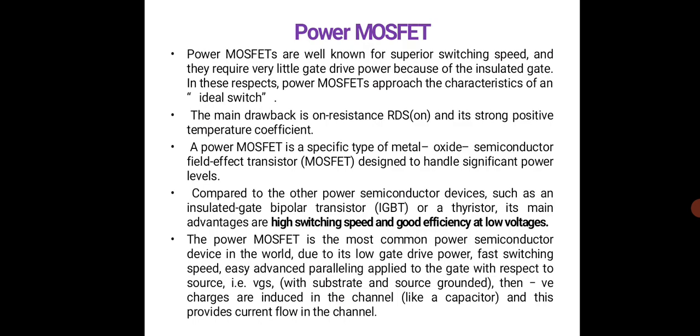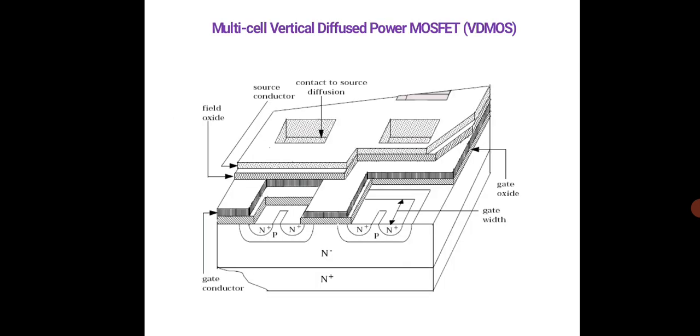Applied to the gate with respect to the source, that is VGS, the gate to source voltage, with substrate and source grounded, negative charges are induced in the channel like a capacitor, which will provide a current flow in the channel. This shows you the structure, which is shortly called VDMOS, a vertical diffused power MOSFET.